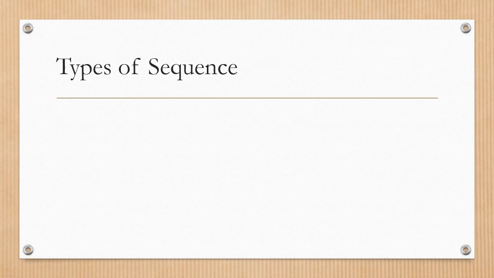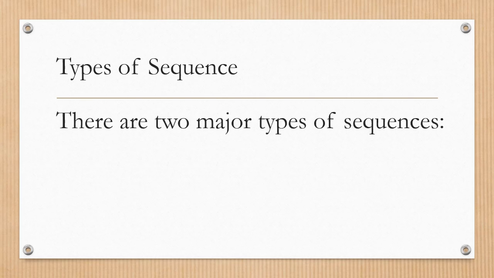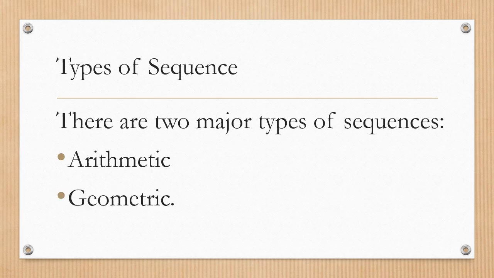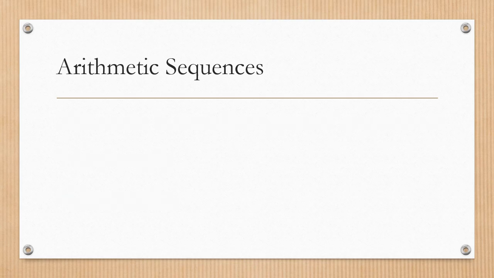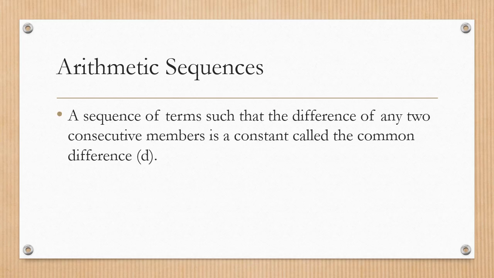So in this new unit, we're going to learn two types of sequences. The first type is called the arithmetic sequence, and the second type is the geometric sequence. And in this video, we are focusing on the arithmetic sequence. So what's an arithmetic sequence? An arithmetic sequence is a sequence of terms such that the difference of any two consecutive numbers is a constant. And this constant is called the common difference, and it's notated by the letter d.